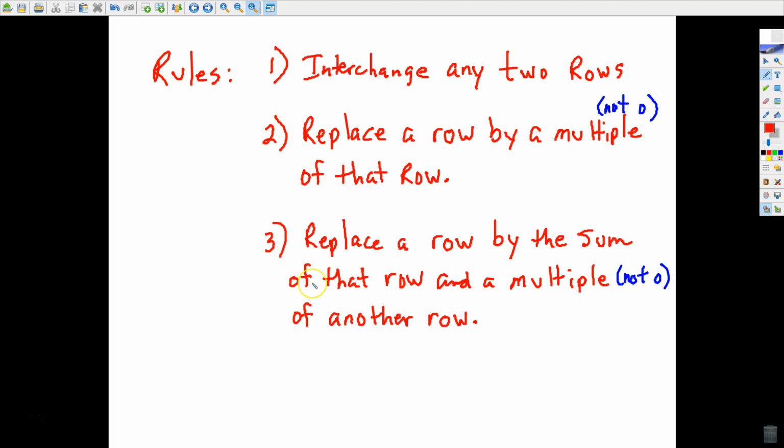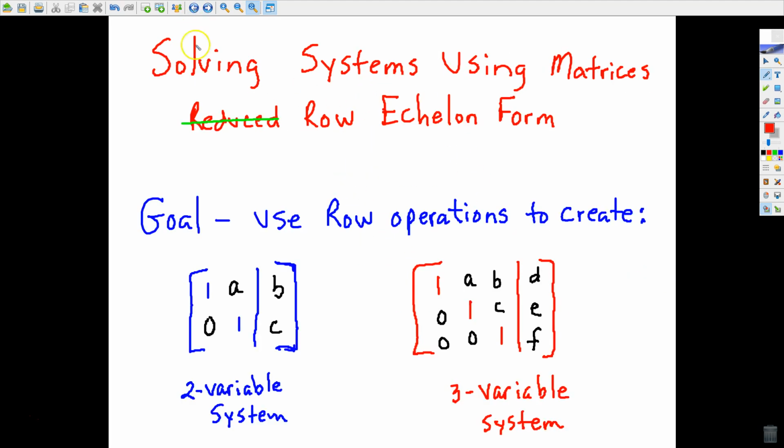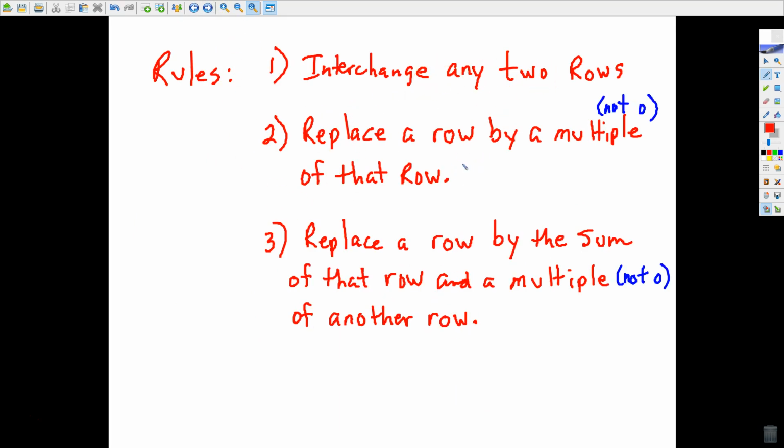Okay? Here are the rules. Got to know the rules before you can play the game properly, and there are 3 big rules. In order to accomplish this, you can switch places with any 2 rows. Just pick them up and move them if you need to. You can replace a row by a multiple of that row. That's kind of what we were doing before in our little exercise. We were multiplying 5 times a row. And number 3, you can replace a row by the sum of that row and a multiple, as long as that's not 0, can't multiply by 0, of another row.